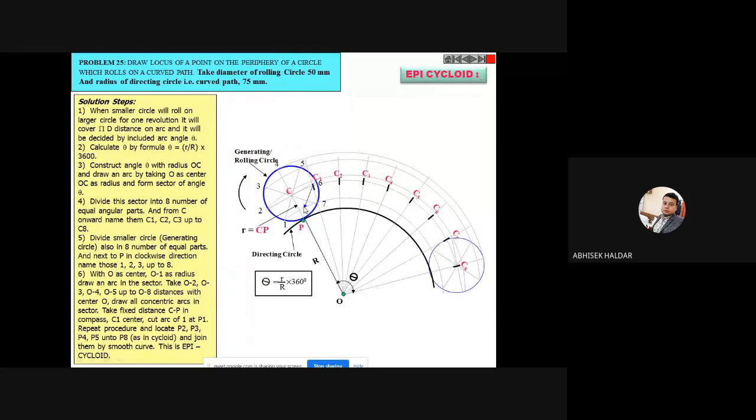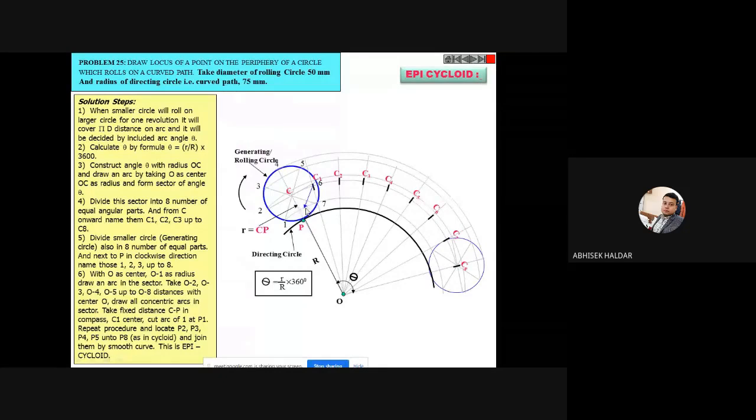I'm repeating this step again. Listen carefully. Take the radius of the rolling circle, that is CP, in your compass. Place your compass at C1 first and cut the first arc line. C1, 1 stands for first. First arc line and seventh arc line are the same, because 1 and 7 lie on the same arc line. So I will cut this much of arc on the first arc line, and I will get a point over here.